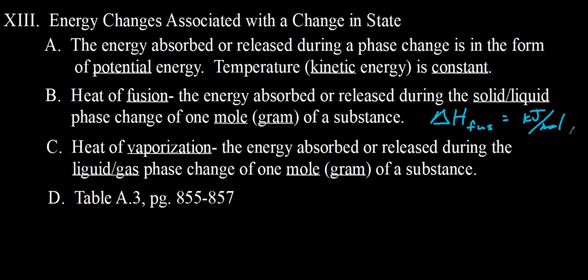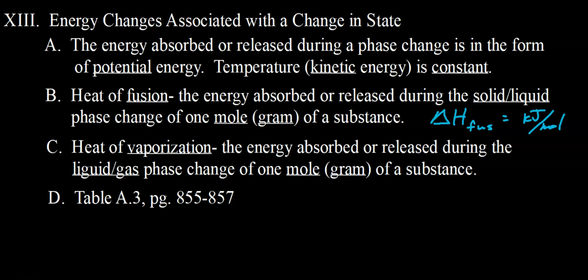Next up, we have heat of vaporization. Like heat of fusion, heat of vaporization is a constant for a particular substance. This is the energy absorbed or released during the liquid gas phase change of 1 mole of a substance or 1 gram of a substance. So let's talk about liquid gas phase changes. What is it called when a liquid turns into a gas? Now, collectively, we can say vaporization, but what we're looking at primarily is not evaporation, but boiling. So if we're trying to calculate the amount of energy required to boil a liquid, we can use the heat of vaporization.